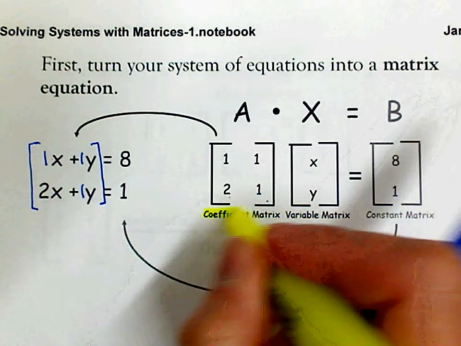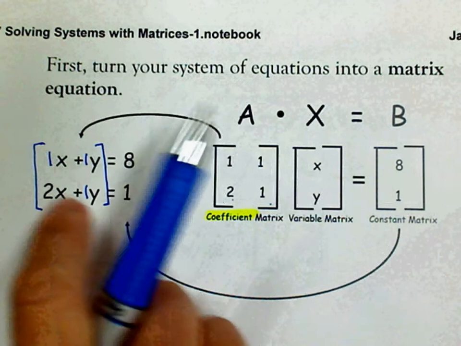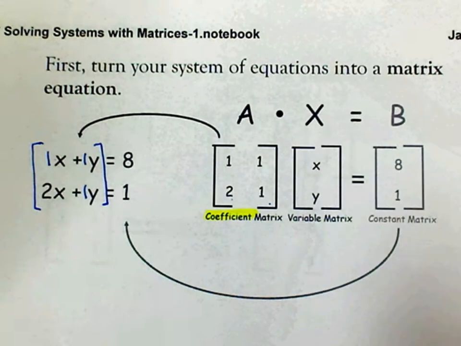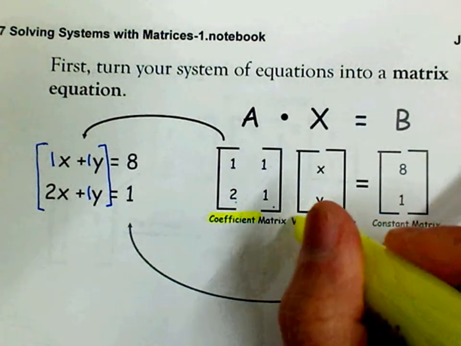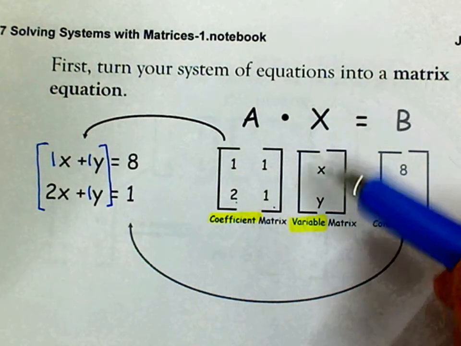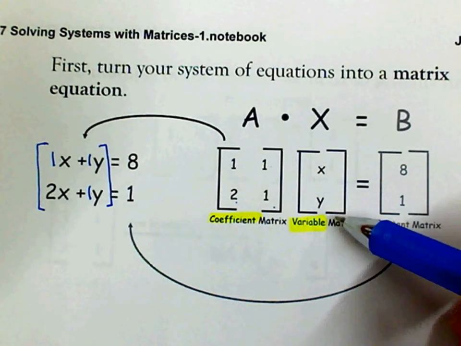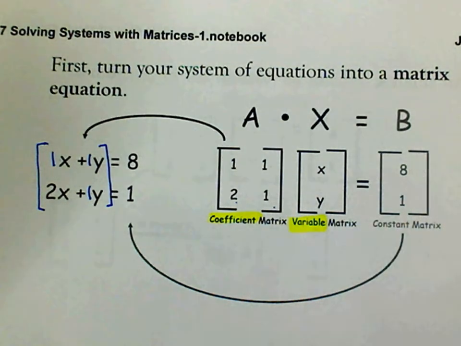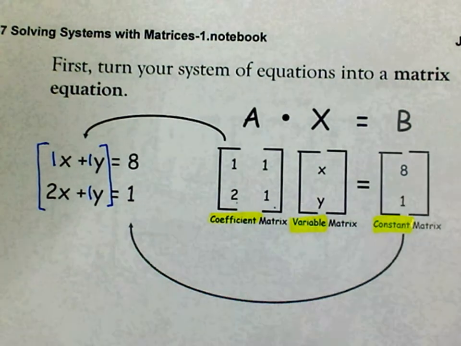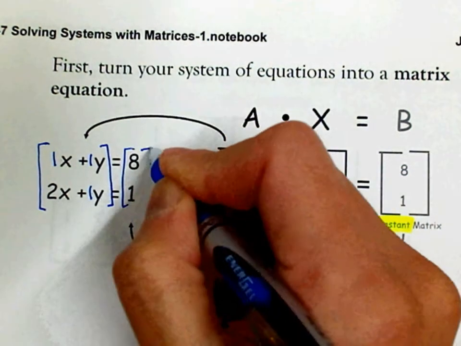Why? Because you're writing down the coefficient. This next one is called your variable matrix. And there's your x and your y. And then you have your constant matrix, because these are your constants, okay?